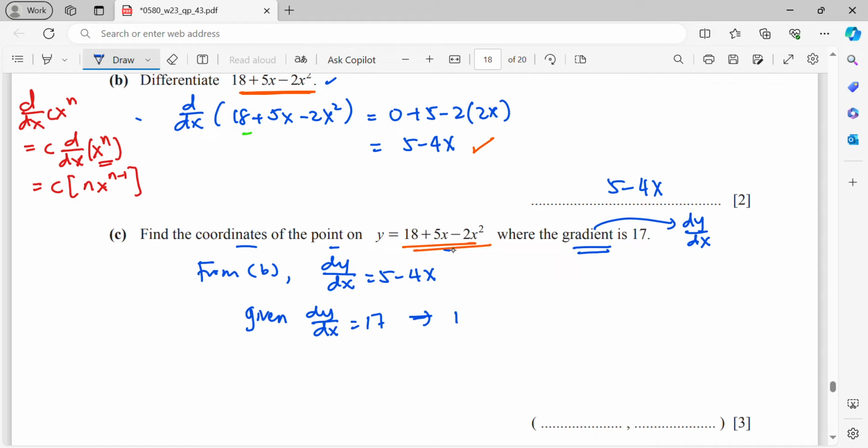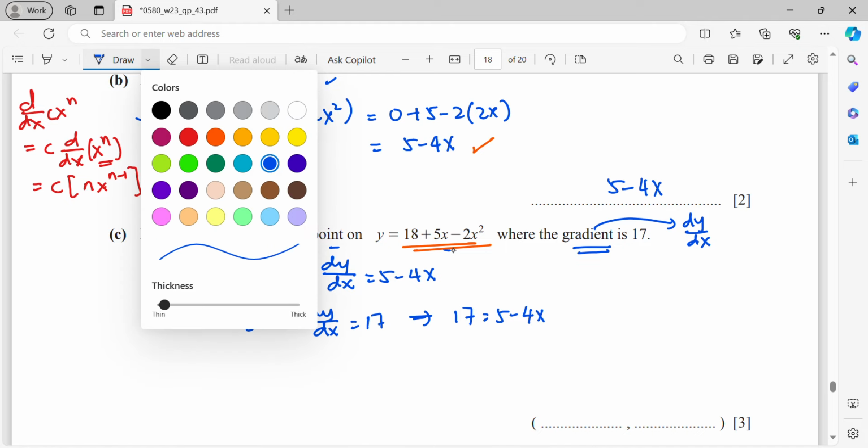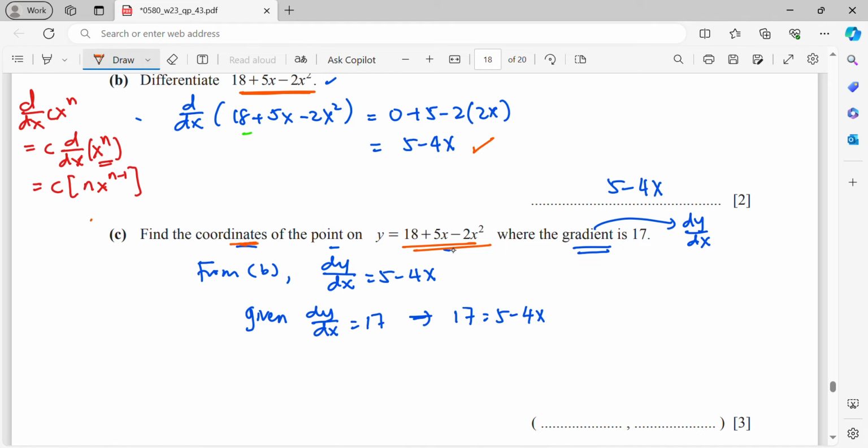That means now 17 is 5 minus 4x. To get the coordinates of the point, we need to find the x first. The 4x moves to the left side and the number moves to the other side. So I will get 4x equals 5 minus 17. Therefore 4x is negative 12. So at last your x is negative 12 over 4, which is negative 3.